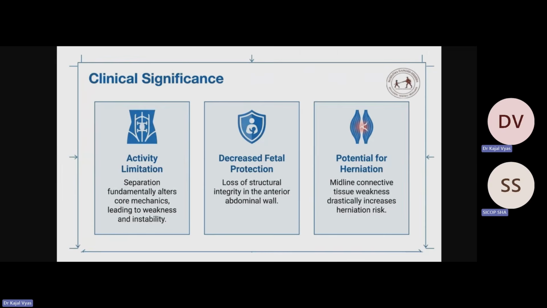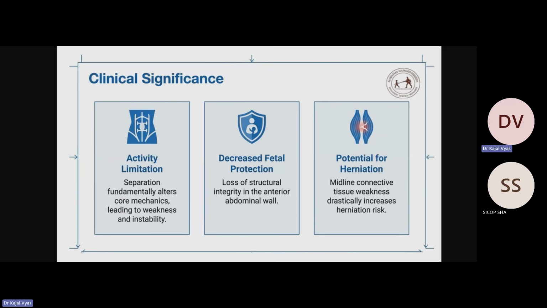Clinical significance. So the next part is about the clinical significance. Till now we have seen what diastasis recti is. The second point was about the triggers, the causative factors of diastasis recti. Now we are going to see why it is important to assess diastasis recti. If diastasis recti is not assessed, it is going to lead to activity limitation because of the separation. The separation alters the core mechanics, which can lead to weakness and instability, as we have seen in the pressurized cylinder concept.